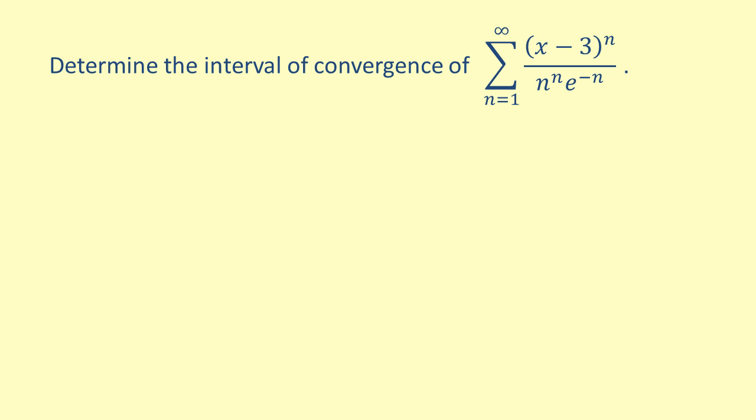We'll start with the limit as n goes to infinity of the nth root of the absolute value of a sub n. Inserting a sub n and noting that every term is raised to the nth power, we have the limit as n approaches infinity of the absolute value of e times the quantity x minus 3 all divided by n. This quotient is raised to the power n, and the entire quantity is raised to the 1 over n power.